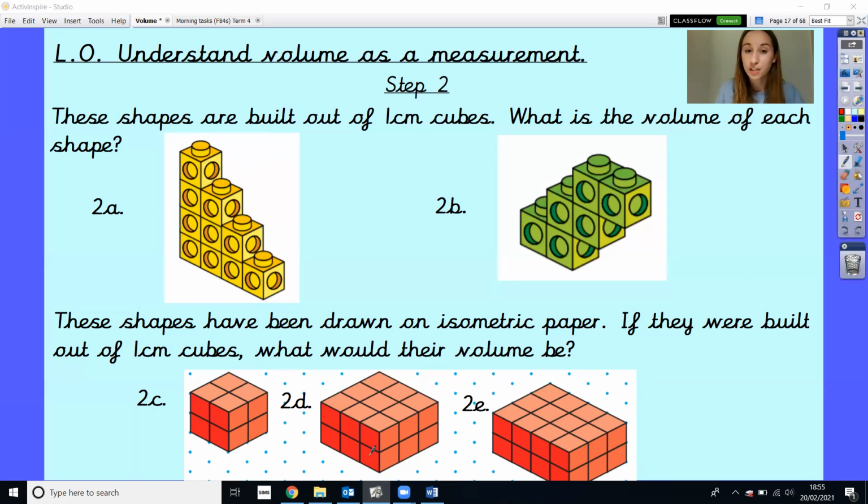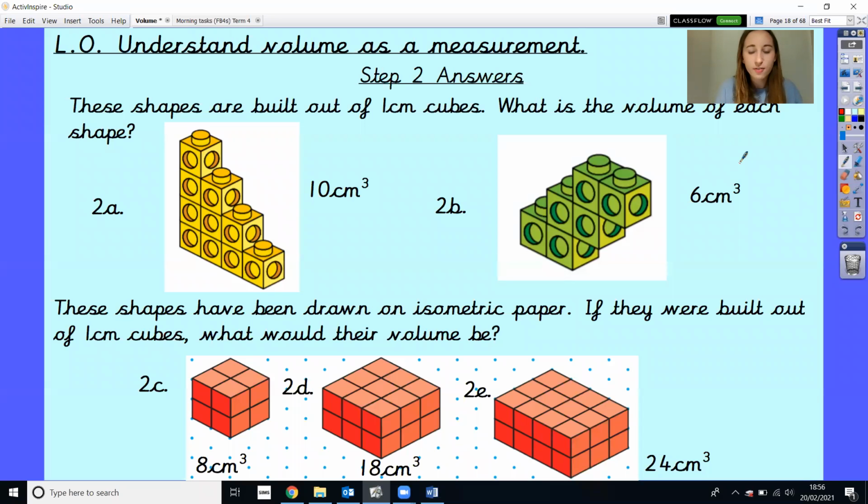So if you're ready, you can press pause and have a go at those questions in your maths book, just writing what the volume is of each shape, making sure you've written the question number. If you're still not sure about any of that, you could rewind and just watch my explanation, my example that I did before. Have a go and press play again when you're ready for us to go through those answers.